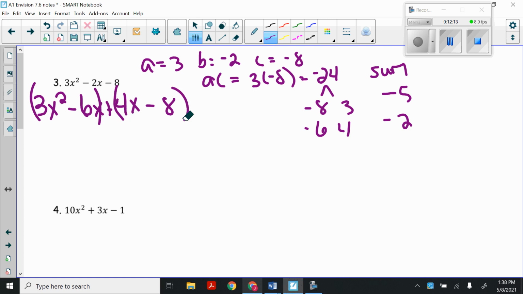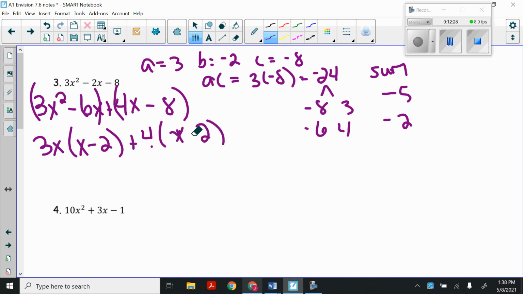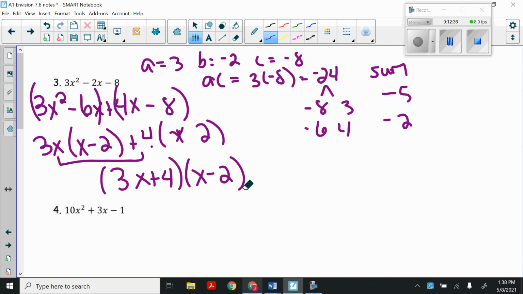Group them. Pull out greatest common factors. So out of the first set, 3x, and then I'm left with an x minus 2. 4x minus 8, I could pull out a 4, and I'm left with x minus 2. Combine my GCF, so 3x plus 4, and then what was left behind, x minus 2. That is my answer.